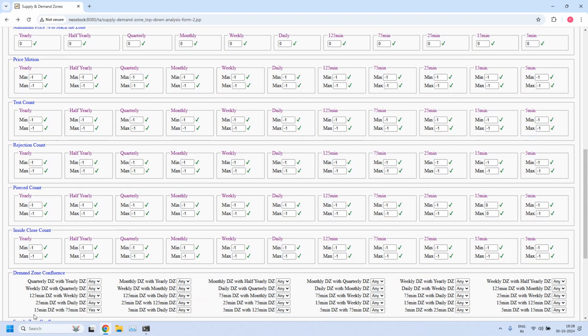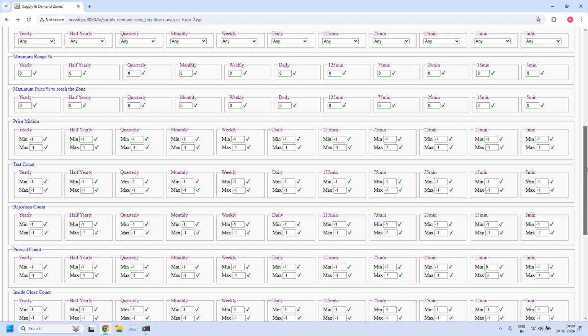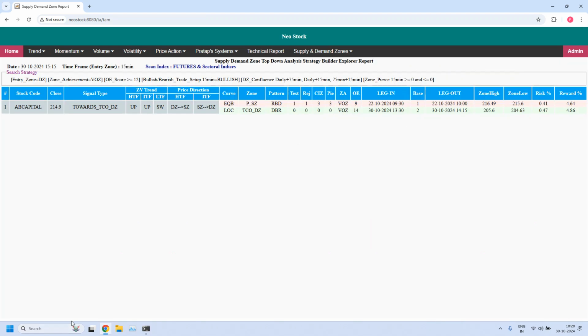3 filters we need to set. This is the first one already set. Second filter, 15 minutes demand zone with daily demand zone confluence. Next, third filter, 75 minutes demand zone with daily demand zone confluence. With all the 3 filters, we got 1 stock.